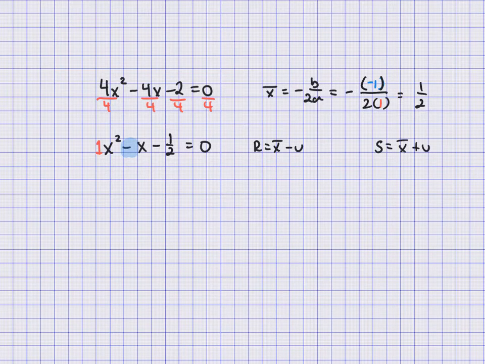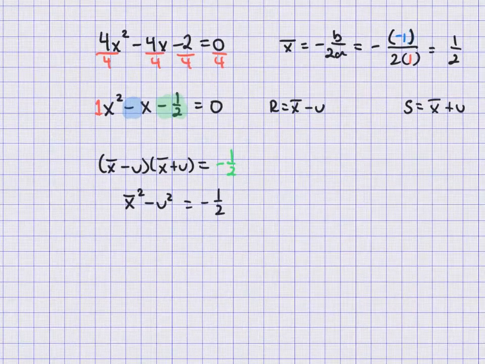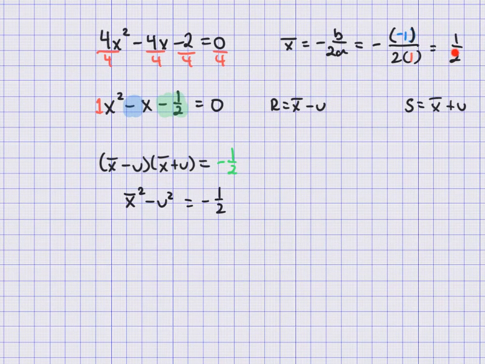So now we have to find out what u is. Remember, those multiply: x bar minus u times x bar plus u is equal to the c value right here, the negative 1/2. So the negative 1/2 goes there. The conjugates multiply to be a difference of two squares. So we get x bar squared minus u squared is equal to negative 1/2. So I'm going to substitute the value for x bar, goes to there. So I get 1/2 squared minus u squared is still equal to negative 1/2.